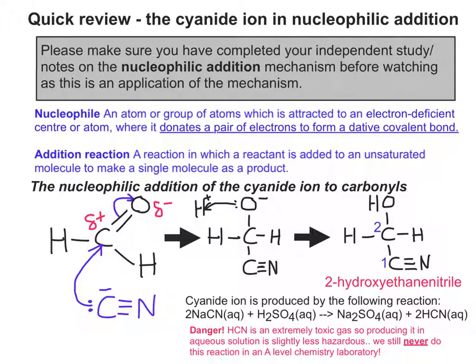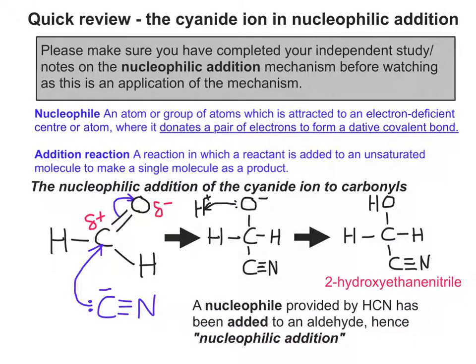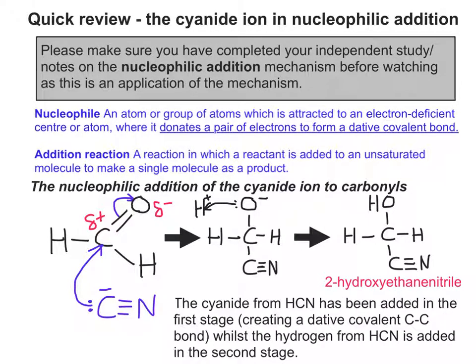Right, this takes us pretty much to the end of this clip, which just summarizes the nucleophilic addition mechanism and the basis of the formation of the cyanide ion. So just to summarize, a nucleophile has been provided by HCN, and HCN is added to the aldehyde, the H in the second stage and the CN in the first stage. So the dative covalent bond, once more, is between the carbon in the C≡N and the carbon in the C=O.